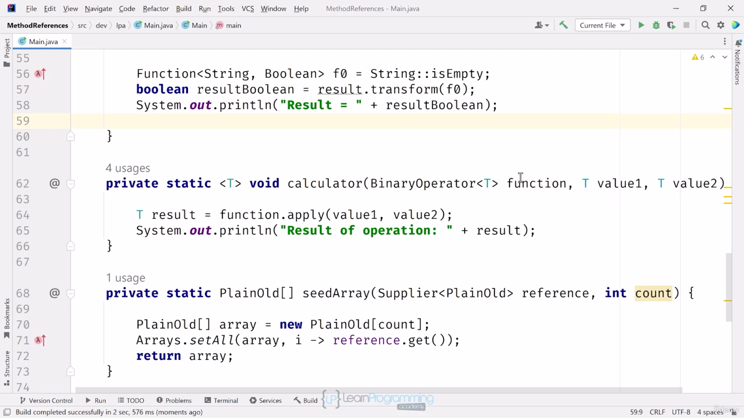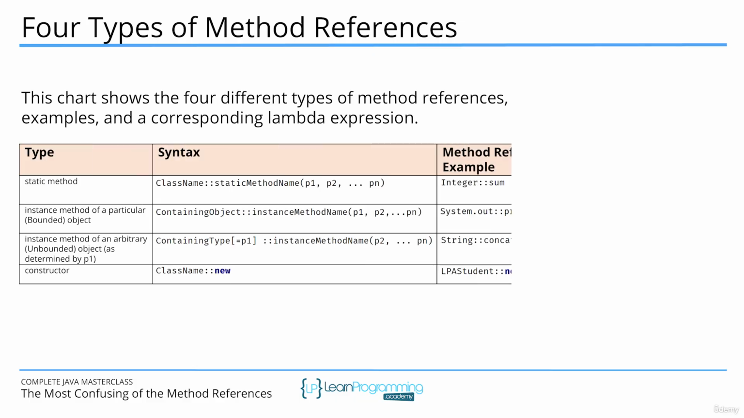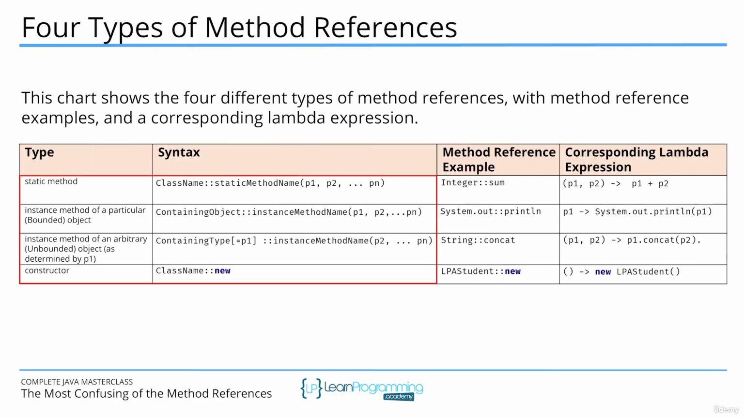I'll finish this video with a few slides for your reference. These slides are a bit hard to talk over, so I'll just display them. Let me encourage you to pause the video as you study them. This chart shows the 4 different types of method references with method reference examples and a corresponding lambda expression.